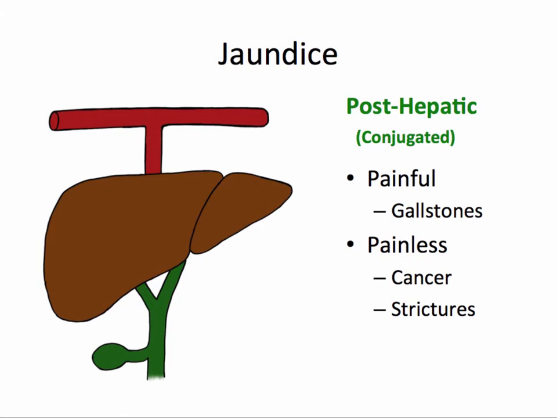Post-hepatic jaundice is primarily a buildup of conjugated bilirubin. A general rule of thumb is that painful jaundice is associated with gallstones, where painless jaundice is associated with cancer or strictures. The problem here is an obstruction below the liver that results in an increase in conjugated bilirubin.